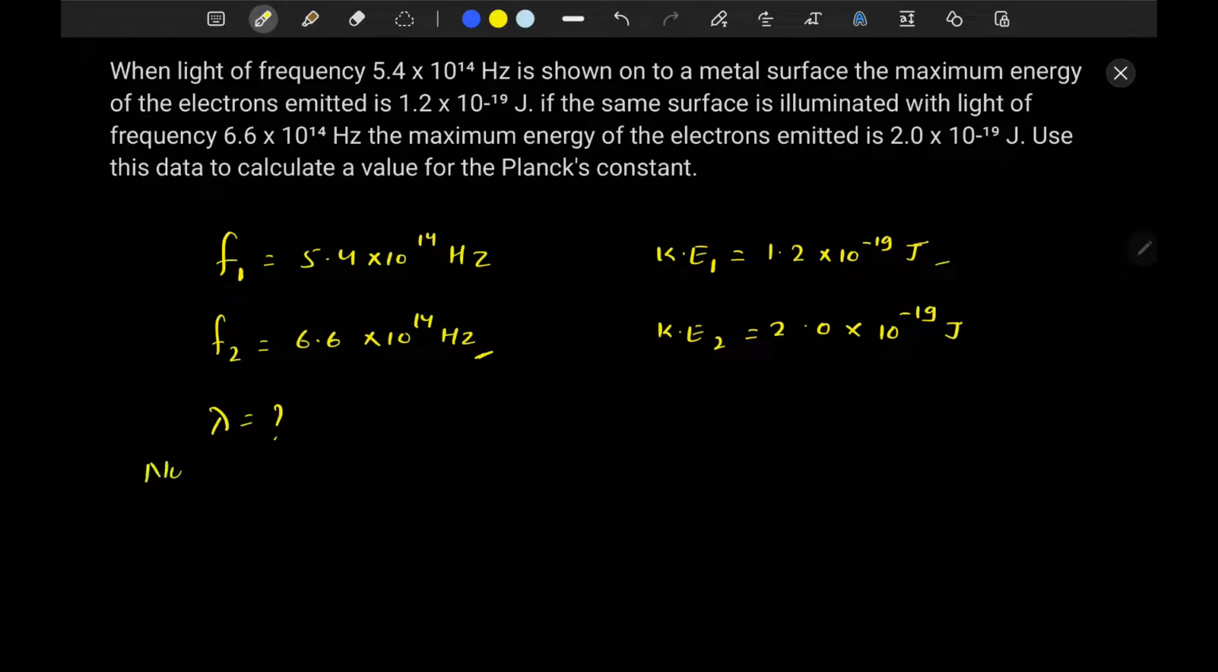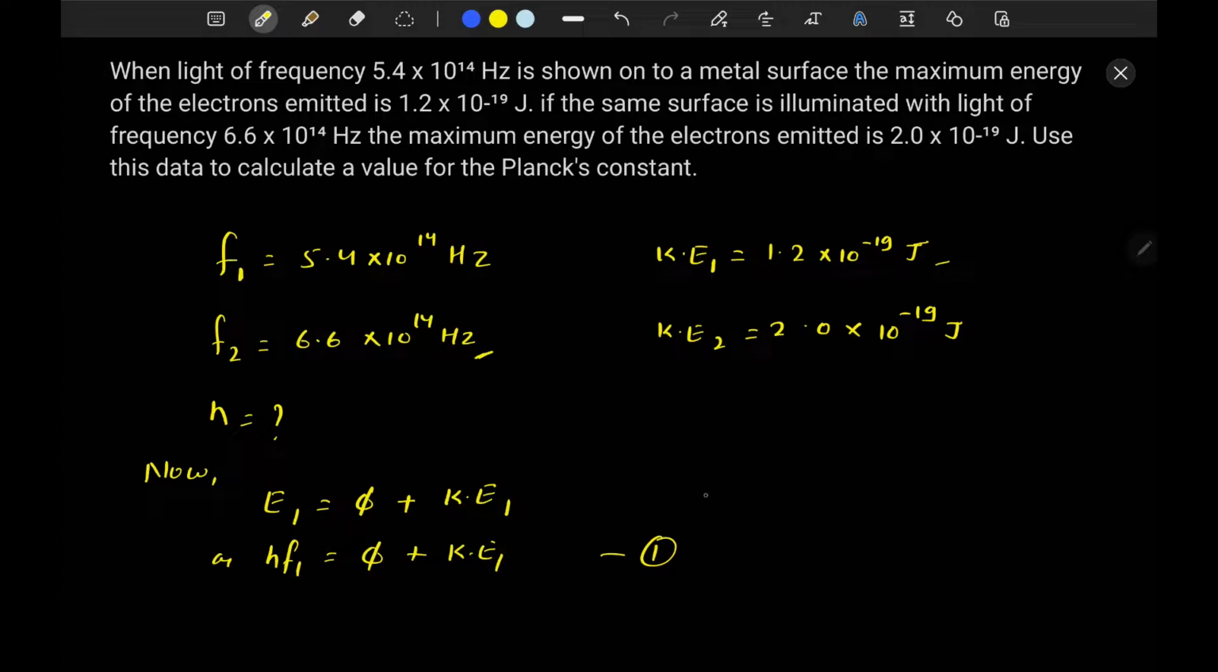So we will apply two different equations for both the conditions. For the first condition, the photoelectric equation is E1 = phi + kinetic energy 1, or hf1 = phi + kinetic energy 1. This is the first equation.